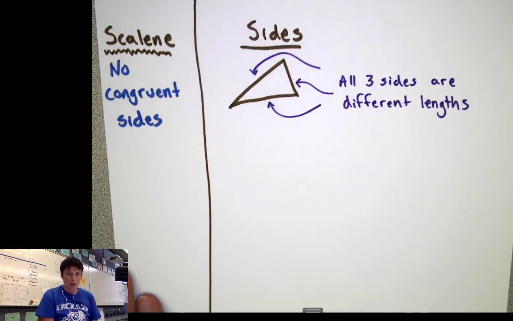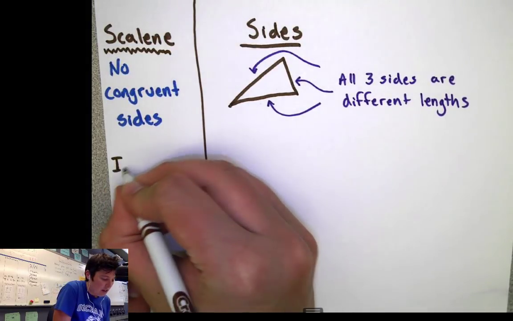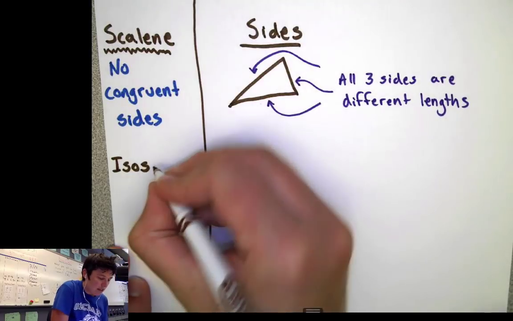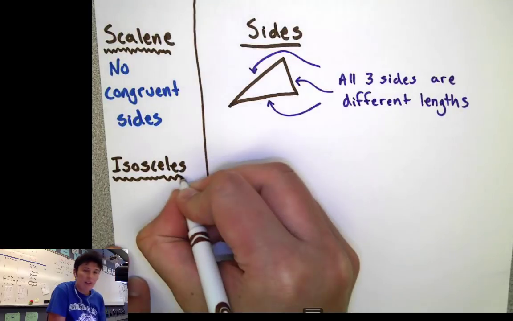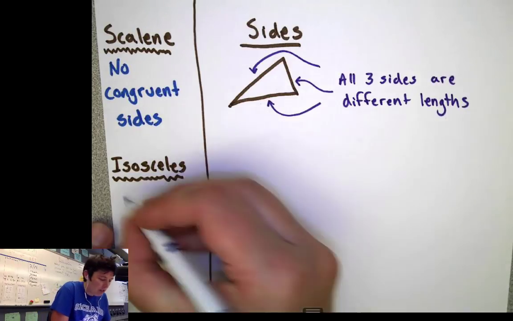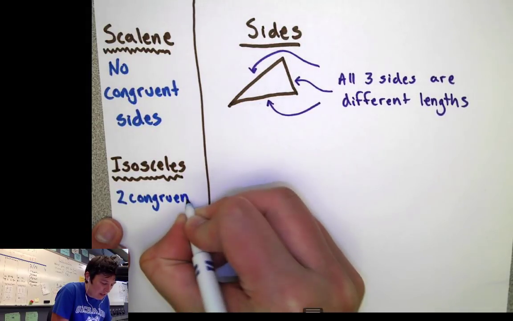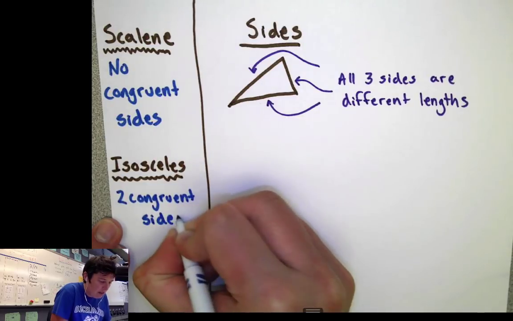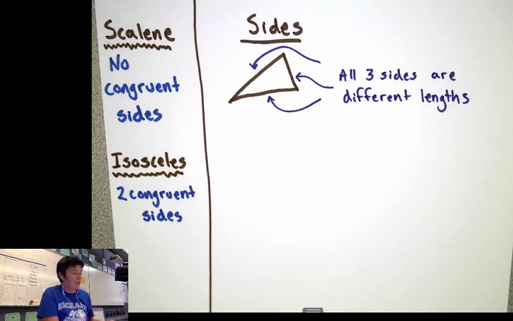The other type of triangle we can have has a cool name too. I love these names. This one is isosceles. Isosceles. Isn't that a cool name? An isosceles triangle has, guess how many equal sides? 2. 2 equal sides. So 2 congruent sides. So scalene has no equal sides, no congruency, but an isosceles would have 2.